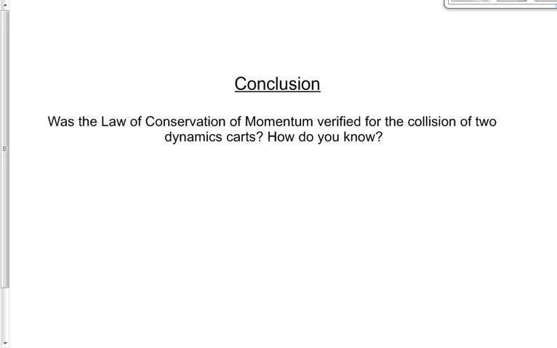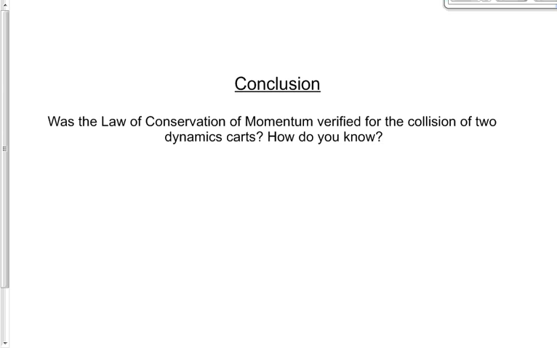Now we need a conclusion. Was the law of conservation of momentum verified for the collision of two dynamics carts, and how do you know? Was it verified? Well, if the slope was equal to m1 over mt, yes, it was verified. If the slope wasn't equal to m1 over mt, then no, it wasn't verified. What if they're not exactly equal, but they're really, really close?